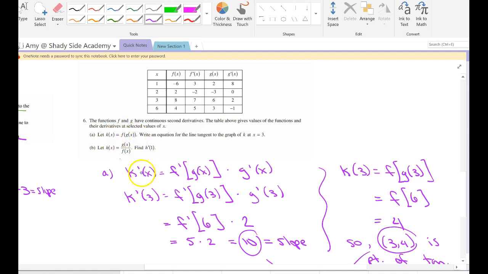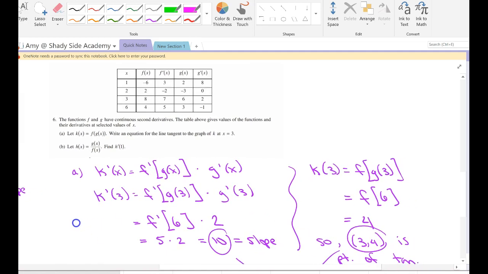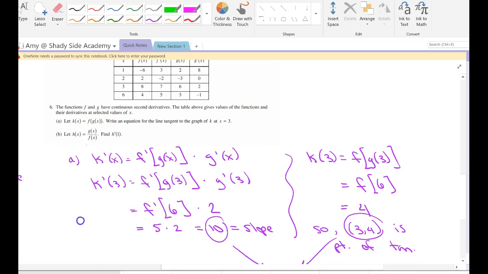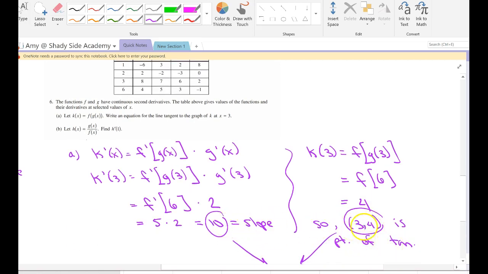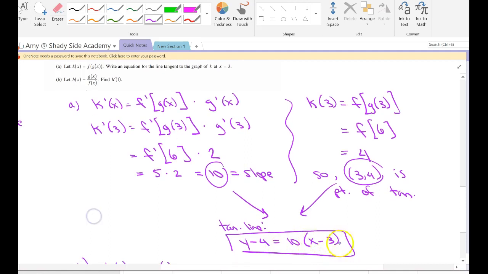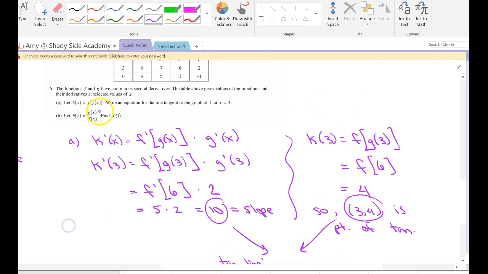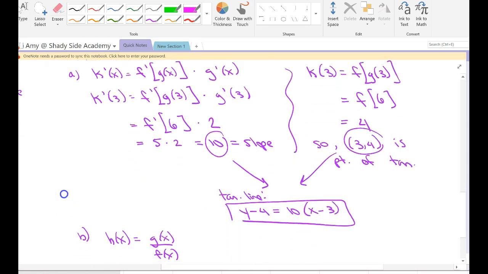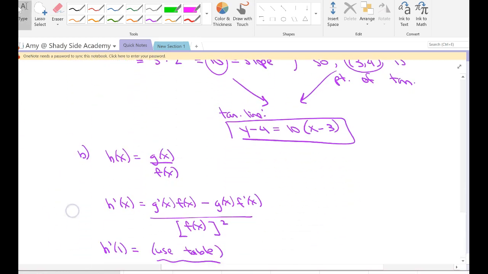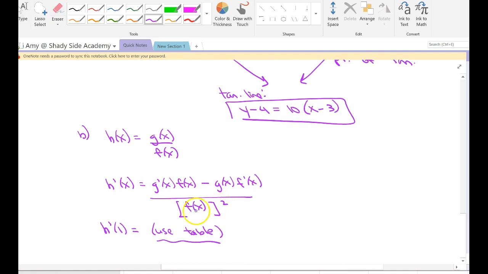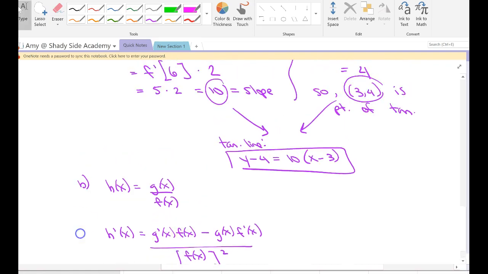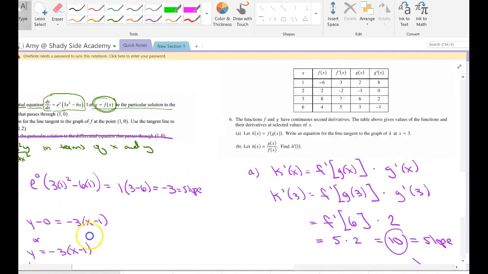This question looks vaguely familiar, but anyway. Here is k of x, and here's me finding k prime of x. K prime of 3, looking in the table. That's the slope. And I had to find k of 3, right? Because that would be the point of tangency. Slope, point of tangency, tangent line. B, h is g over f. Here's me saying h is g over f. h prime, quotient rule. And then here, boys and girls, just use a table. I think you get the gist. Last question.